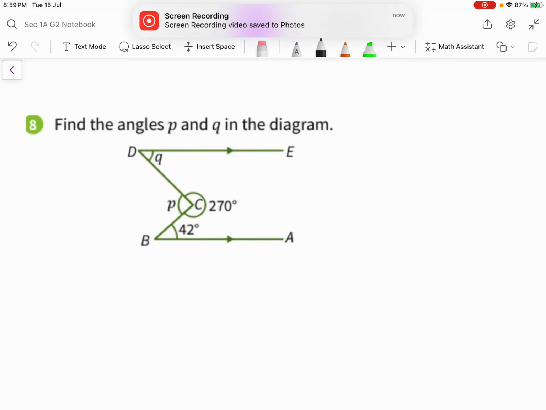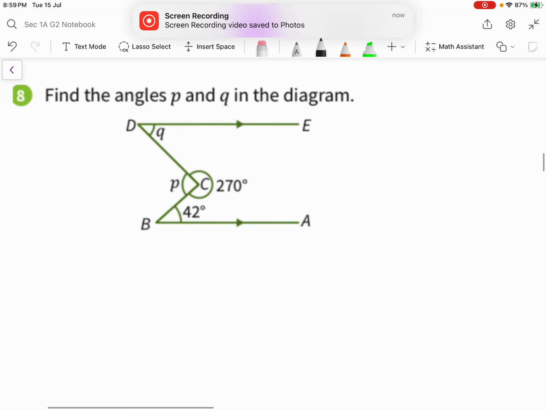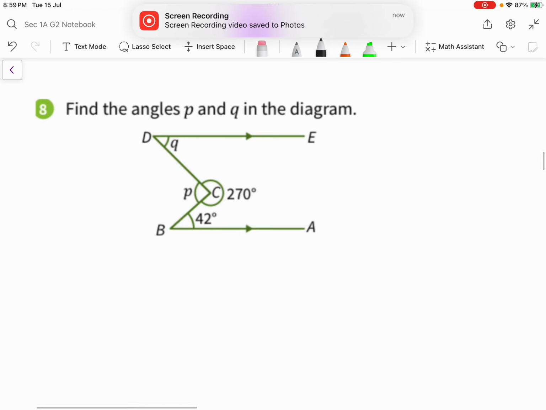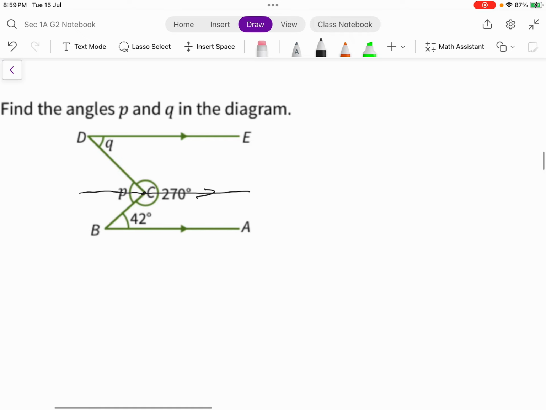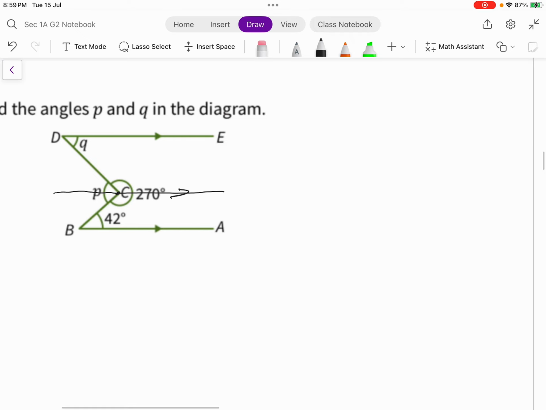Okay, so question 8. Find angles P and Q in the diagram. Right. Now, we need to draw another parallel line in the center. Okay, so P we can find because its angles at the point is 360. So we can find P, right? But we need this parallel line to find Q. Okay, so first part, very simple.